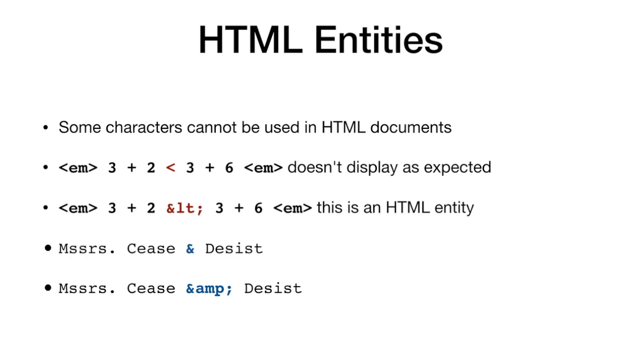Of course, if ampersand is the beginning of an entity, then you can't just use an ampersand in a sentence either. So if we were to have Messrs cease and desist, we'd have to say ampersand AMP semicolon to code the ampersand. The main place this comes up is for non-English words. When ASCII was first devised, it was very Anglo-centric, and it only had slots in the character table for English characters.